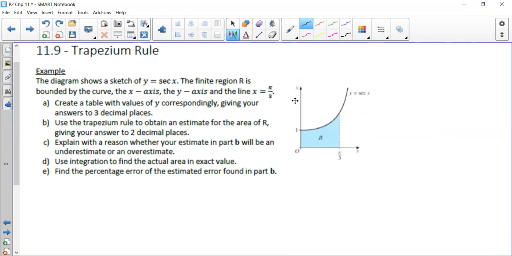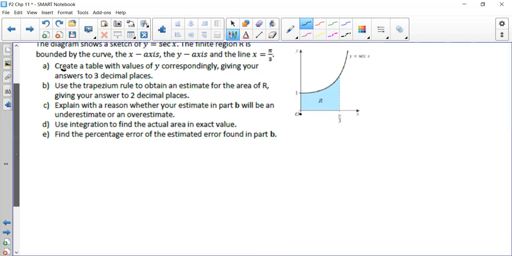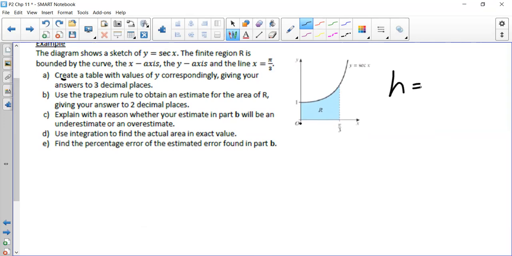Yep, okay, so that's the one. The example this time is y equals sec x. So between 0 to pi over 3, part A, create a table of values of y correspondingly, giving your answers to 3 decimal places. So first of all, we need a height. So the height equals b minus a over n. B is pi over 3, a is 0.